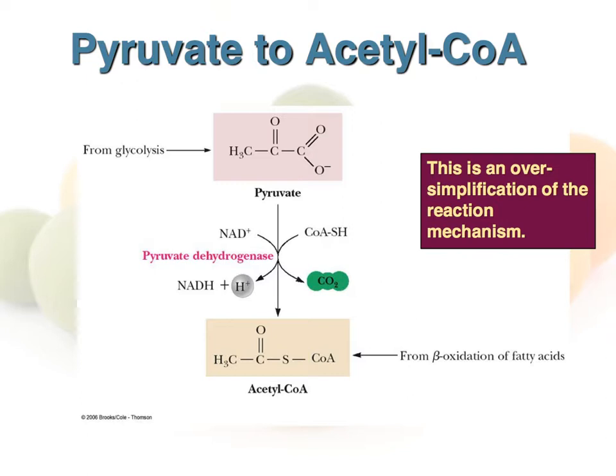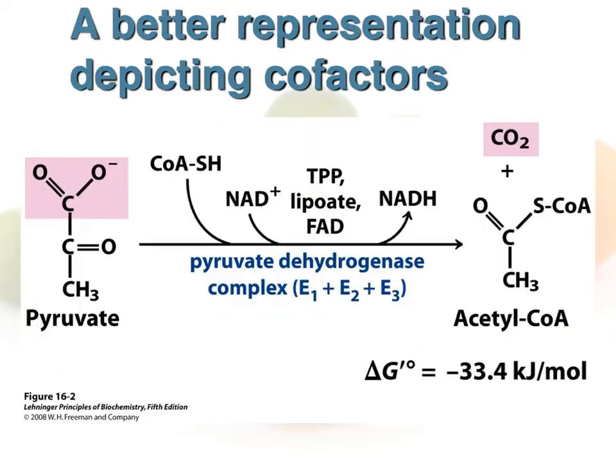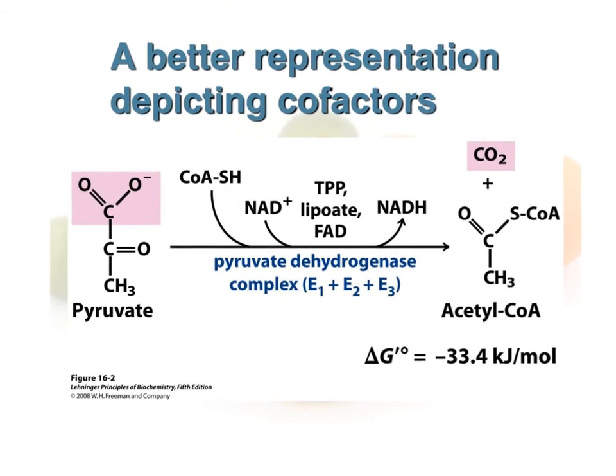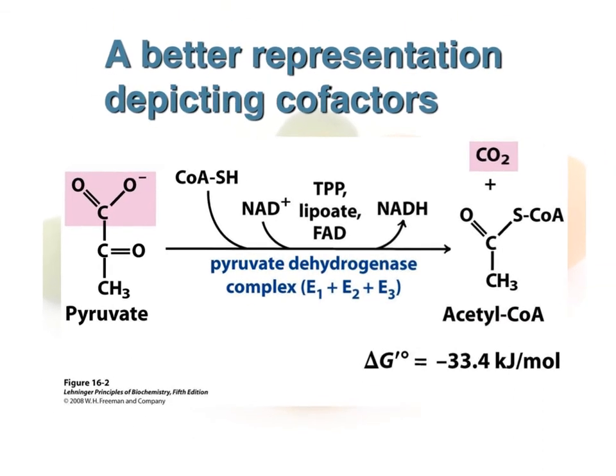Okay. This is the pyruvate dehydrogenase complex. You can see already, one thing it's going to require is NAD plus NADH. Another thing it's going to require is coenzyme A. But it actually requires, like I said, a lot more. I like this figure better. I'll give you a moment to write it down.